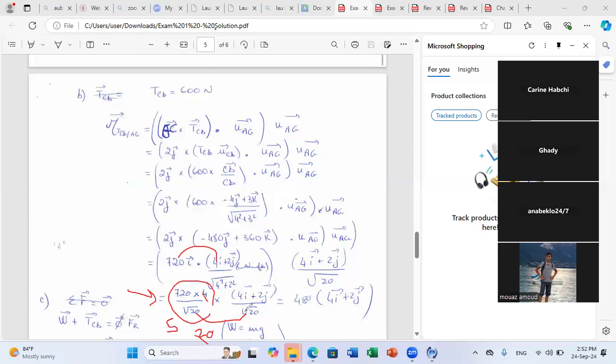Sure, we need 480. Okay, it might be so, it's wrong. So here we just need to put 720 over 5. Yes, right.